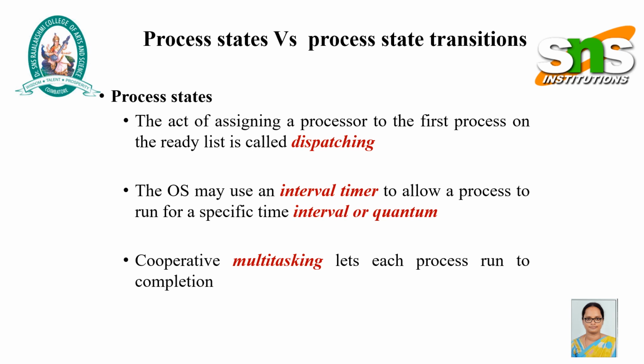Process state. The act of assigning a processor to the first process on the ready list is called dispatching. The OS may use an interval timer to allow a process to run for a specific time interval or quantum. Cooperative multitasking lets each process run to completion.